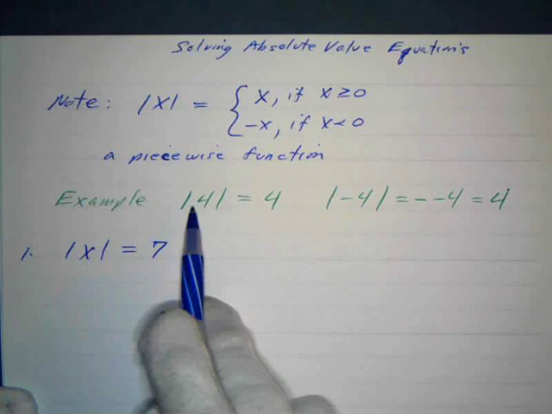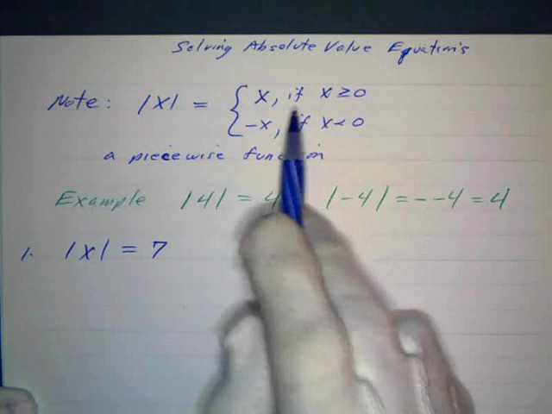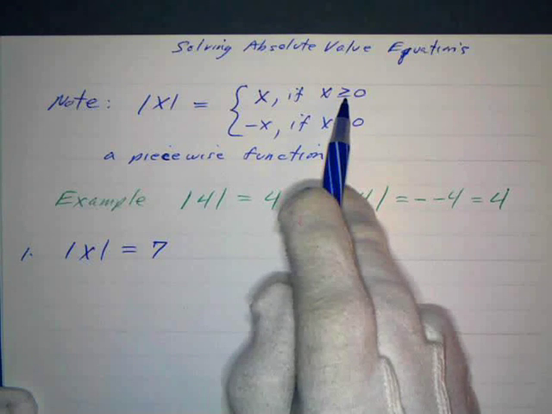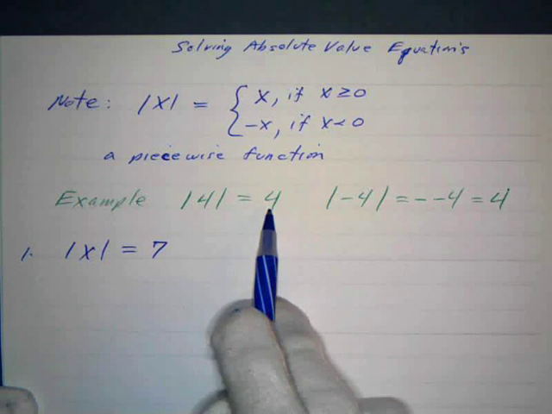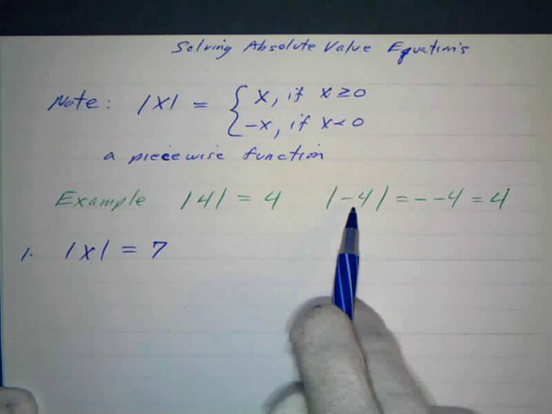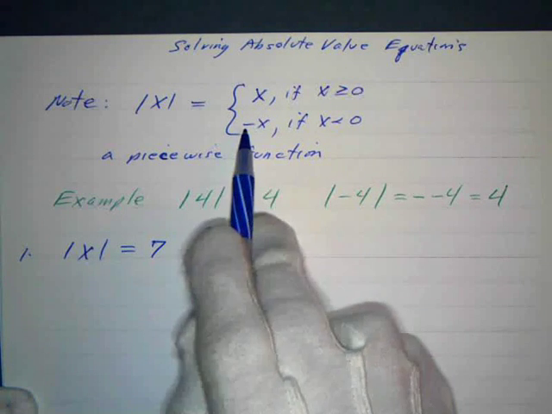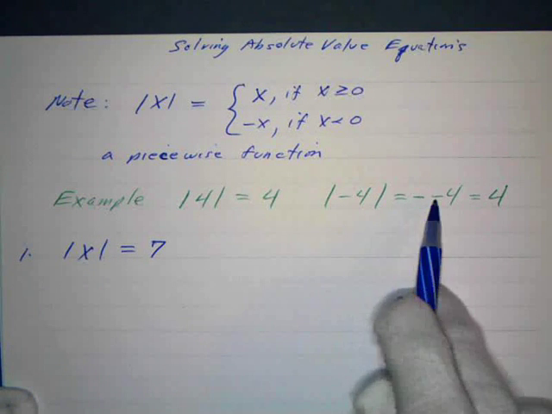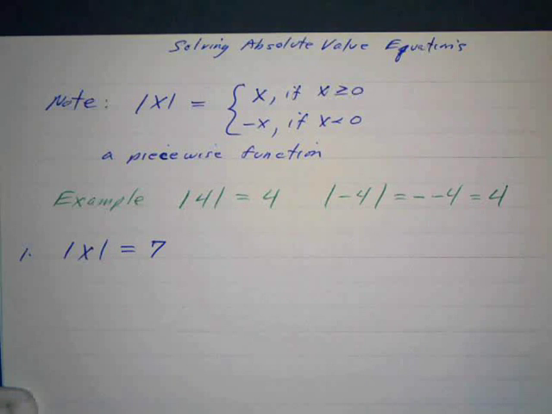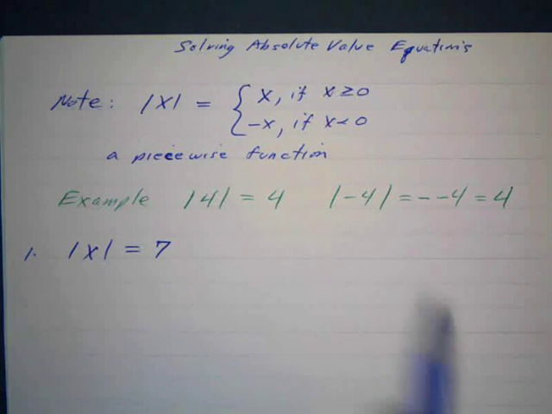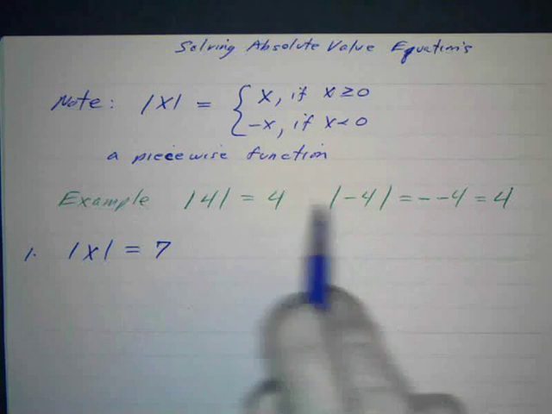Here's an example. The absolute value of 4, well, is 4 greater than 0? Yes, 4 is greater than 0, so it's just equal to 4. All right, what's the absolute value of negative 4? Well, negative 4 is less than 0, so it's equal to negative 4. And what's the negative times the negative? A positive, so it's also equal to 4. So we have two numbers here that can have an absolute value of 4.